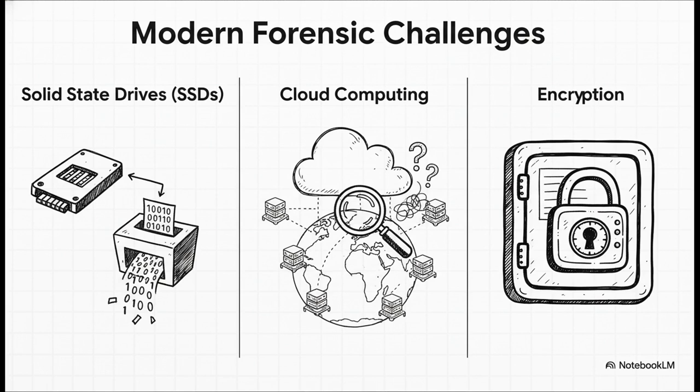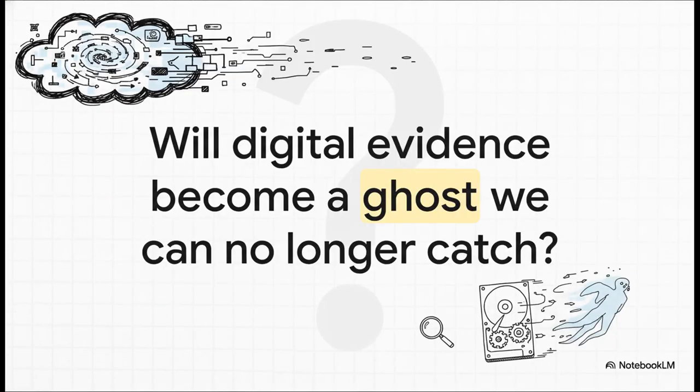Then you've got cloud computing. Evidence isn't on a single device in one room anymore. It can be scattered across servers in different countries, creating a legal and logistical nightmare. And finally, strong encryption. It's everywhere now, and it can lock data away in a digital vault that might be impossible to crack. Which leaves us with this one last kind of haunting question.